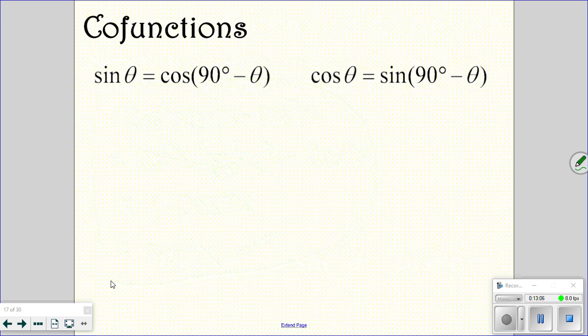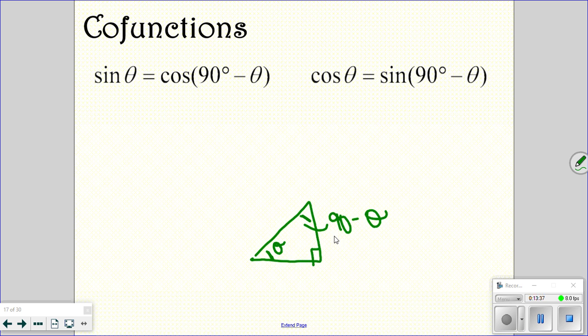Alright, so now looking at cofunctions. Some of you may remember these from last year. Some of you may not remember them. We did cover them last year. Cofunction is just the other angle in your triangle. In a right triangle, you have your right angle, and then this angle and this angle add up to 90. So if this one is theta, this other one is 90 minus whatever that other angle is, theta.